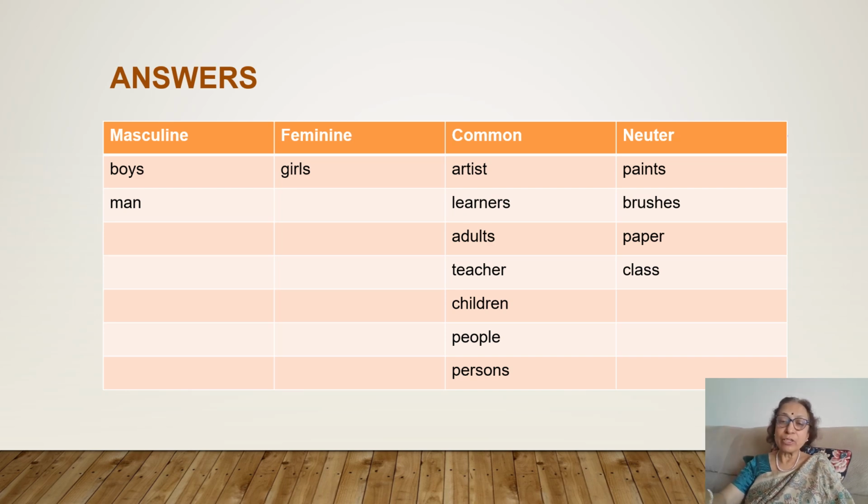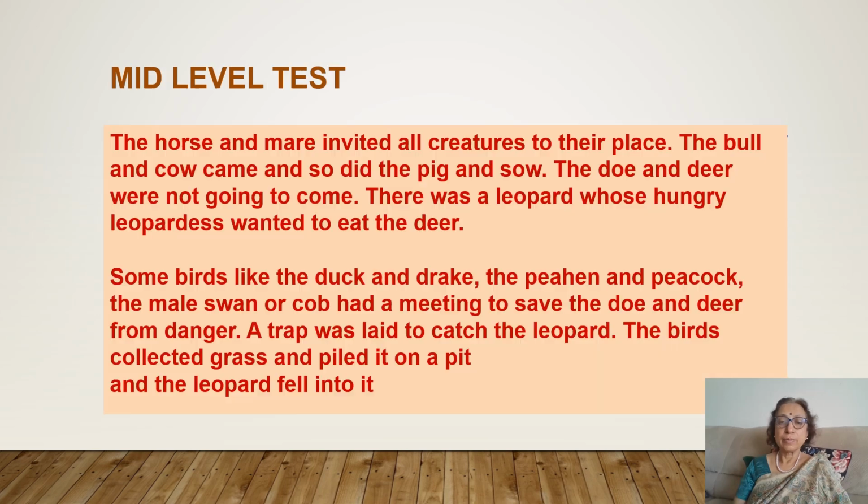The concrete room or the place where the class is held, that the group of people who constitute the class, all these things become neuter. This is the mid-level test where I have given you the masculine, feminine of animals. So animals and birds. So that is why this passage I have put, so that you can get the idea of how these animals use them.